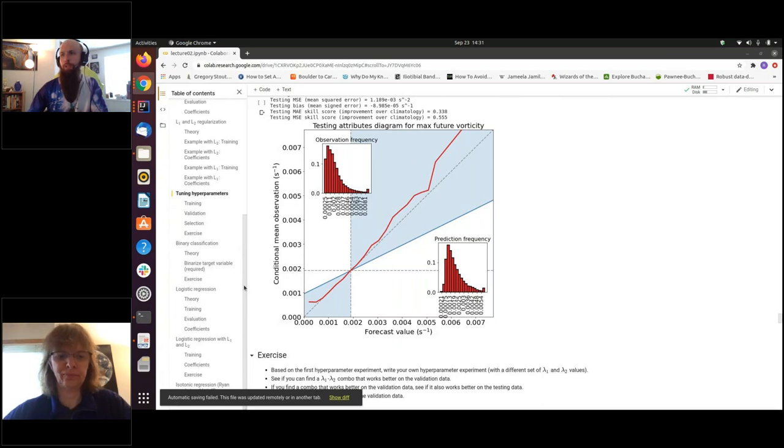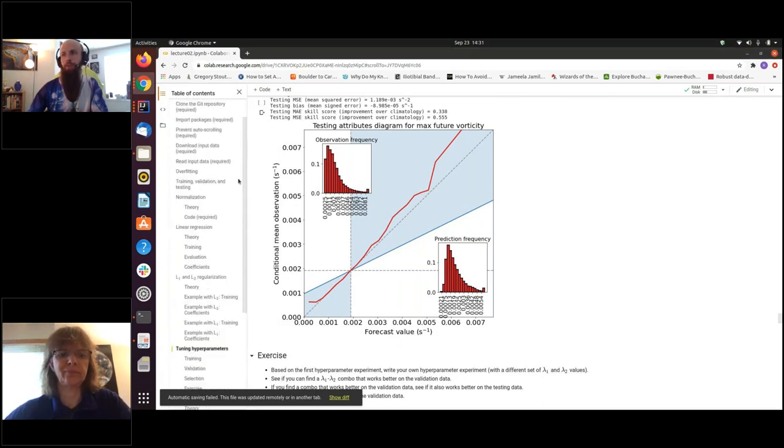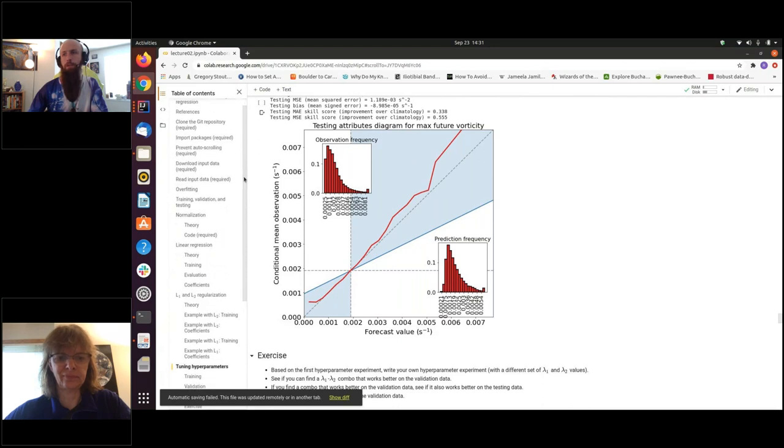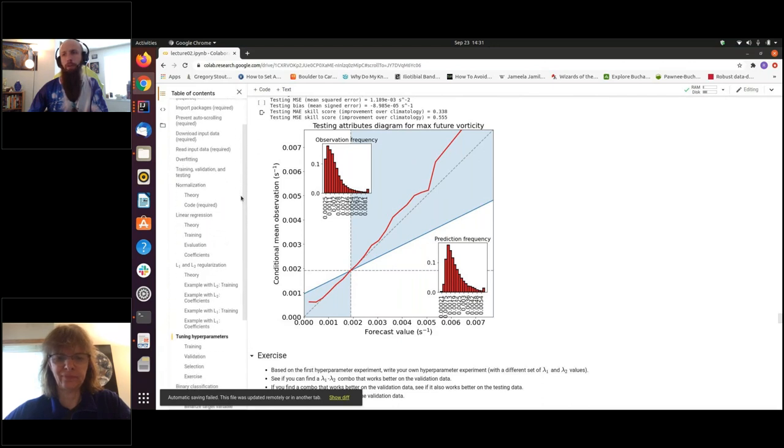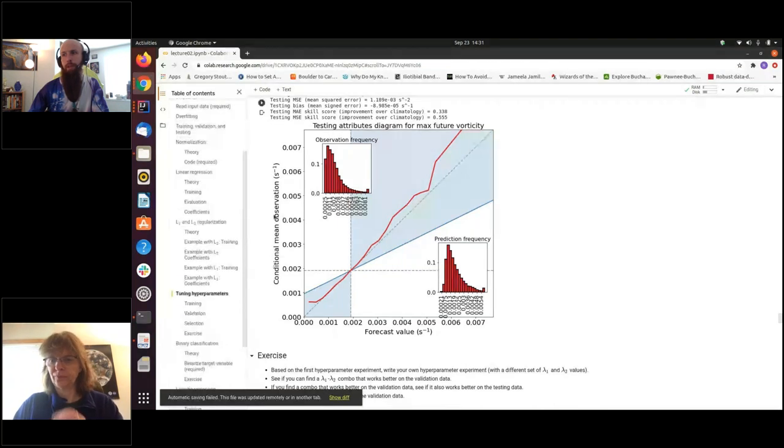So the rest of what I'll say is just if you look at the table of contents in this notebook, you can see what it contains. Normalization is the one pre-processing thing we didn't talk about today, which maybe I'll throw into Lecture 3. And we'll start Lecture 3 with attributes diagrams so that you can have all these reference lines and histograms and stuff explained to you. So we'll make sure that we don't skip over that.